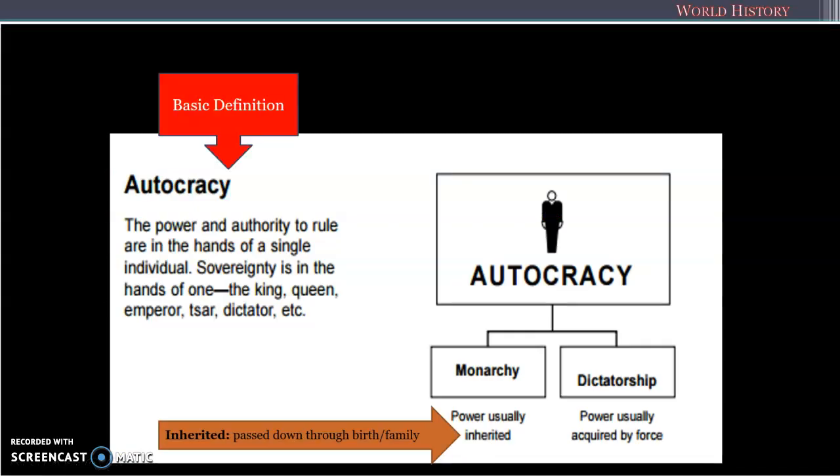First, autocracy. You're going to want to write down the basic definition and be familiar with it. It's the power and authority to rule in the hands of a single individual. Sovereignty is in the hands of one: the king, queen, emperor, czar, or dictator. Autocracy can be broken down into 2 different types: a monarchy that's inherited, where it's passed down through birth or family lineage, or a dictatorship, where power is usually acquired by force. Autocracy, monarchy, dictatorship.